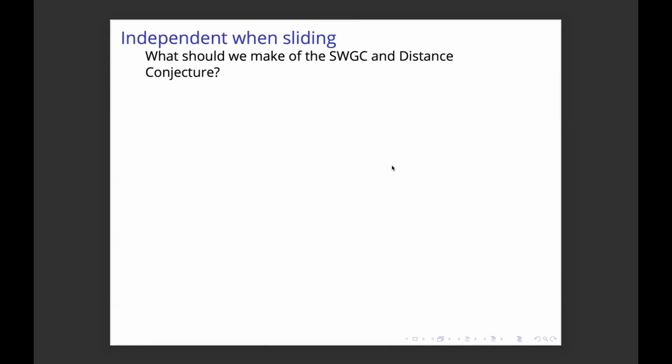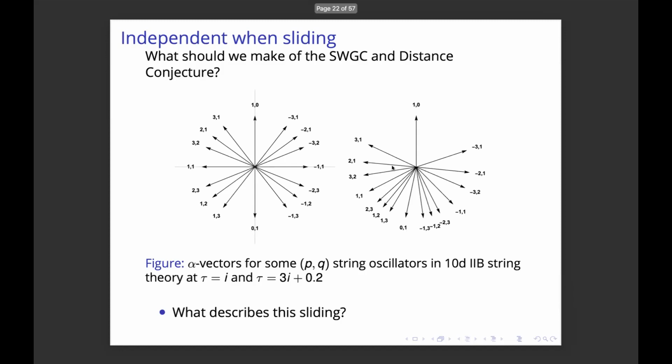So what are we to make of the scalar weak gravity conjecture and distance conjecture? How are they related? They're related in flat moduli spaces when alpha vectors don't slide, but otherwise, how are they related? Also, with this sliding, what are we to make of it?